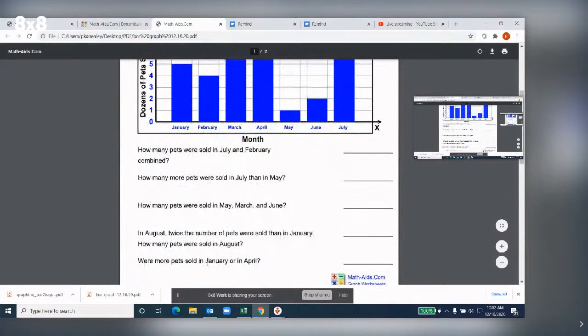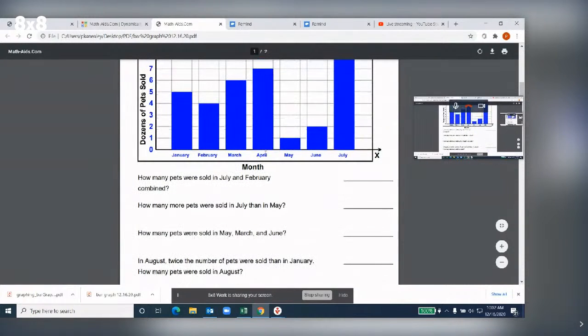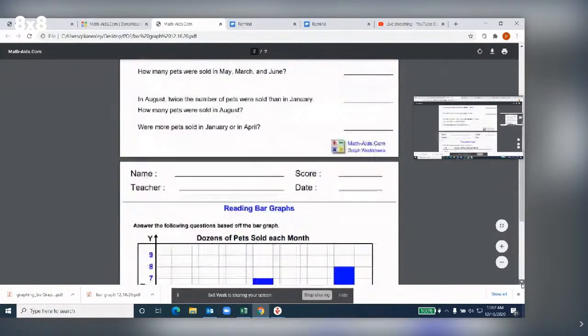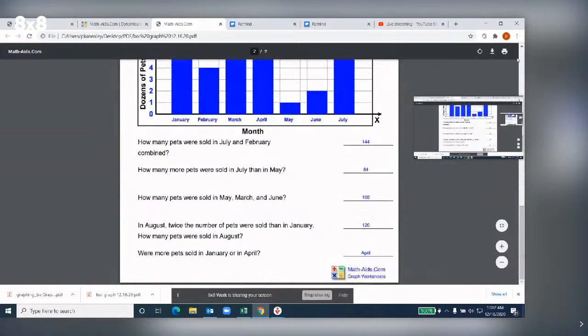When were more pets sold, in January or April? This is just a straightforward one. April, there were 7 dozen. January, there were only 5. So there were more pets sold in April than in January. And right down here are all the answers.